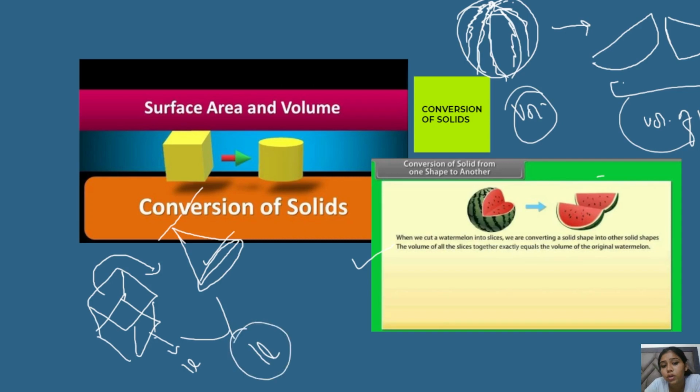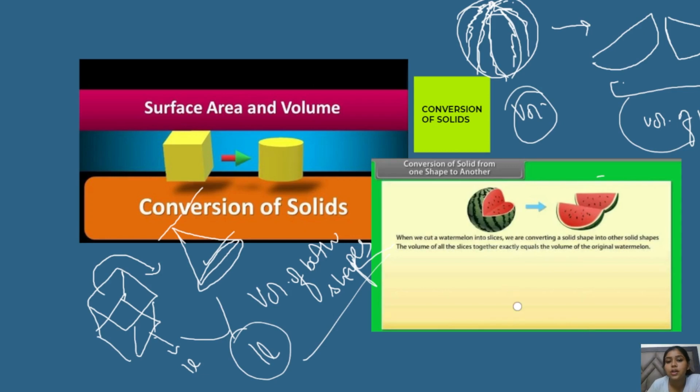It means that the volume of both the shapes is the same, because both shapes can accommodate 1 liter of water only. Similarly, when we cut this watermelon into different pieces, the total volume of the watermelon will be equal to the total volume of all the slices we have cut it into. This is what we call the conversion of solids. So basically, the volume remains the same irrespective of the shape when you transfer the same amount into another shape.